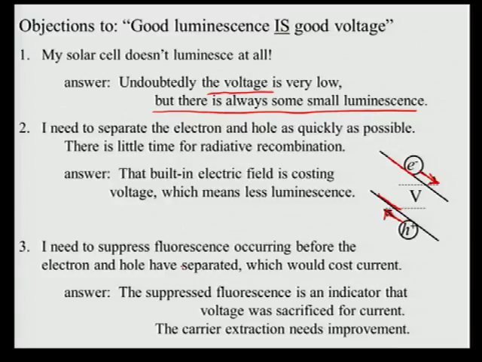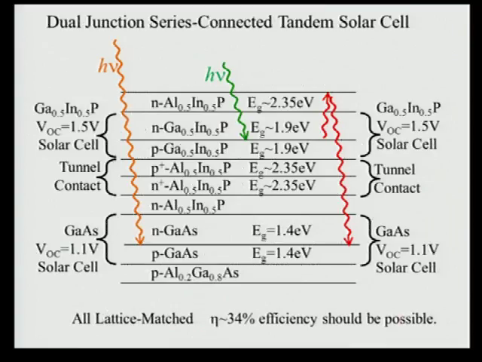Third objection. I need to suppress fluorescence because the electron hole will recombine before I have a chance to get the electricity out. And I say, on the contrary, the fluorescence is good. The suppressed fluorescence is an indicator that voltage was sacrificed for current, and the carrier extraction efficiency needs to be improved. So yes, the potential is there for high voltage, but the rest of the cell is not working well. So these are the objections I've had to deal with.